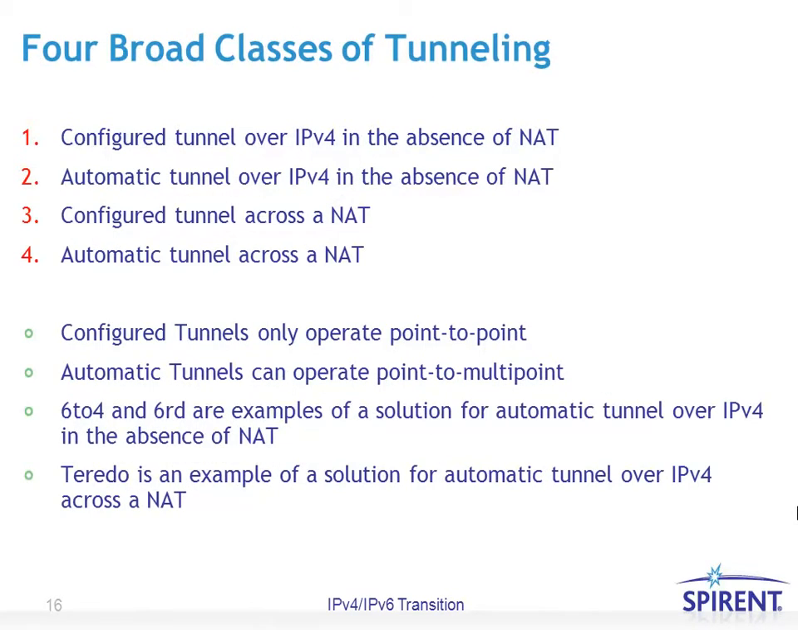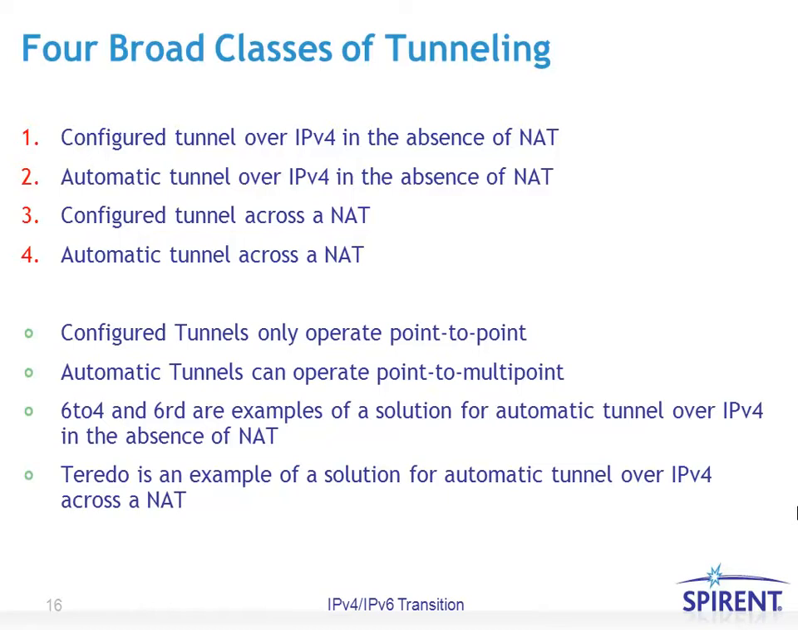So as I mentioned on the previous slide with Teredo, there is a concept of NAT, network address translation, that we need to take into effect because NAT is very widespread with IPv4 today, and in fact it's the only reason IPv4 has lasted this long. So I mentioned earlier you have two types of tunnels, configured and automatic, but then there's also configured and automatic in the presence or absence of a NAT. So that basically translates to four different categories of tunnels.